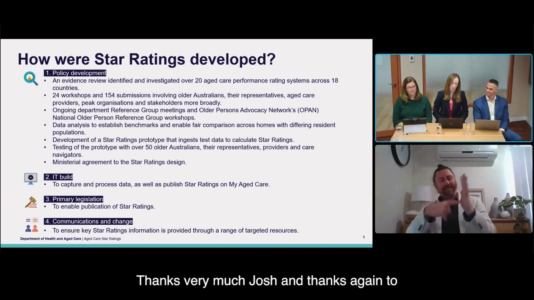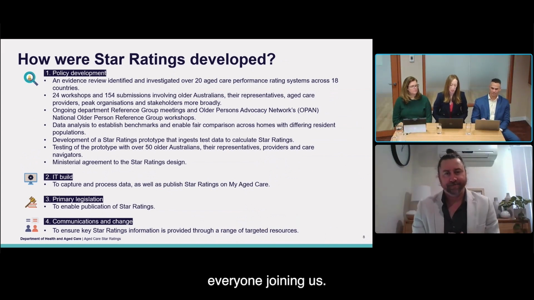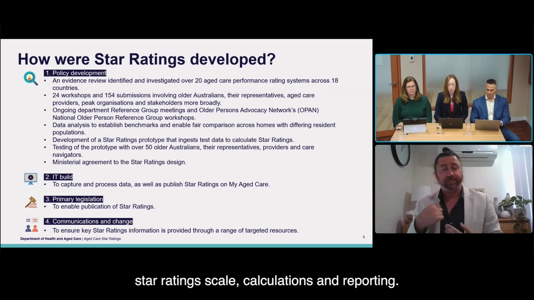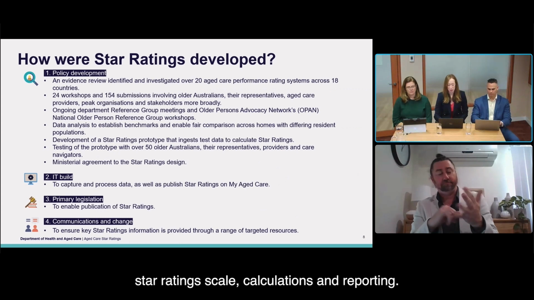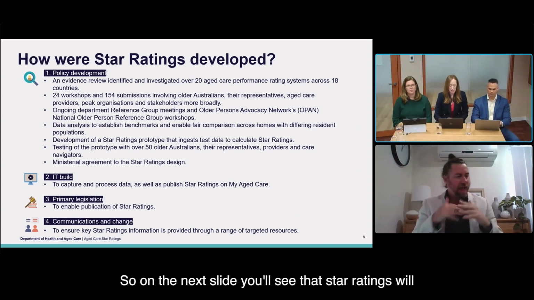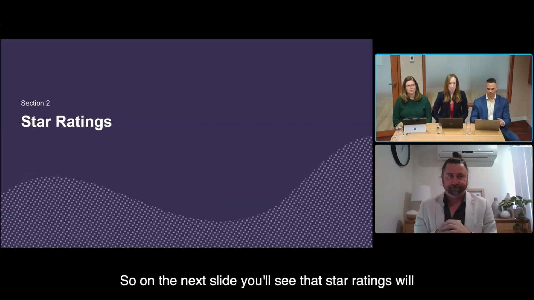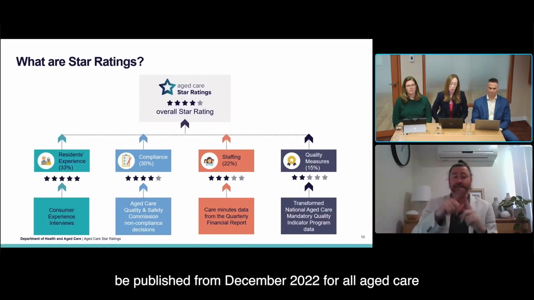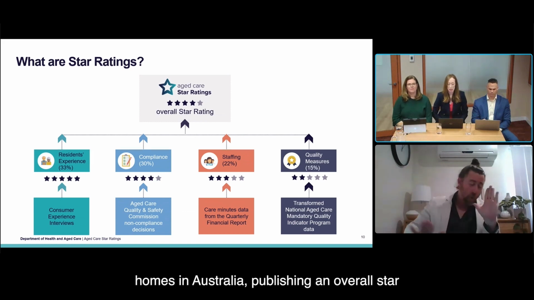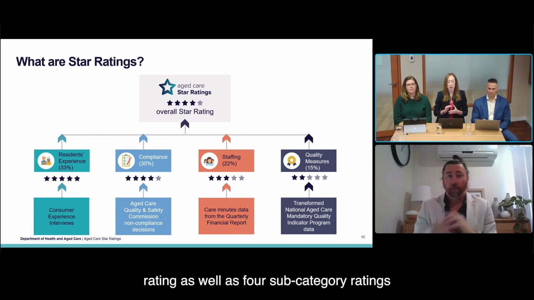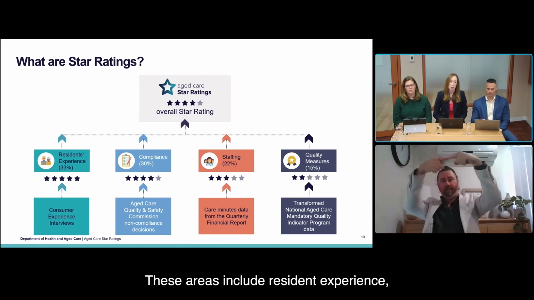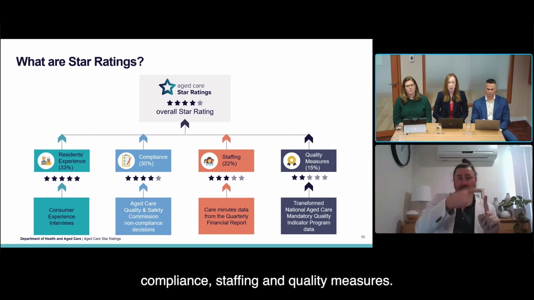Thanks, Emma. Thanks very much, Josh, and thanks again to everyone joining us. As Josh has outlined, I'll now walk through the star rating scale, calculations and reporting. So on the next slide, you'll see that star ratings will be published from December 2022 for all aged care homes in Australia, publishing an overall star rating as well as 4 subcategory ratings across key areas. These areas include resident experience, compliance, staffing, and quality measures.